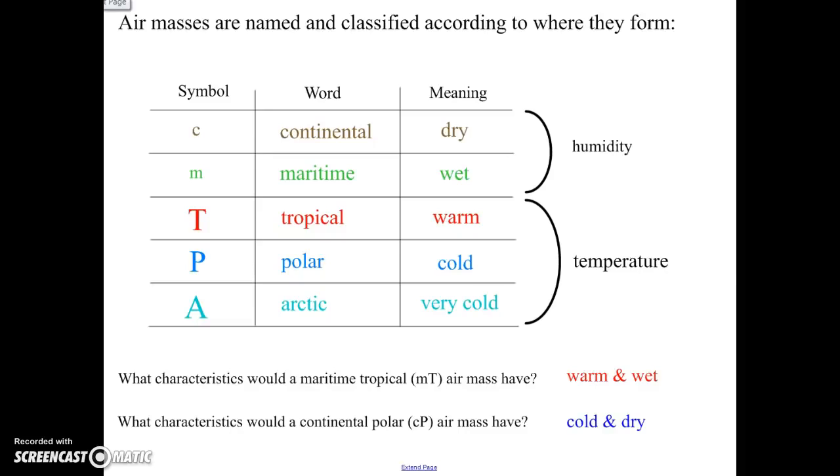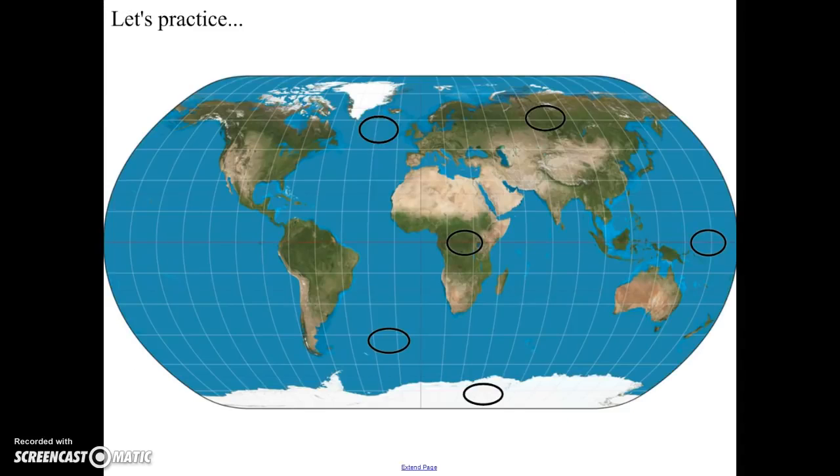So let's practice this a little bit. Let's take a look at this map. Inside each of these ovals, we're going to see if we could name the air mass that would form there. Okay, so this first one is clearly over water. So it's going to be a wet air mass, and it's not near the equator. It's also not at the very top of the planet. So it's going to be cold. It's not going to be super cold. So that would be maritime polar.